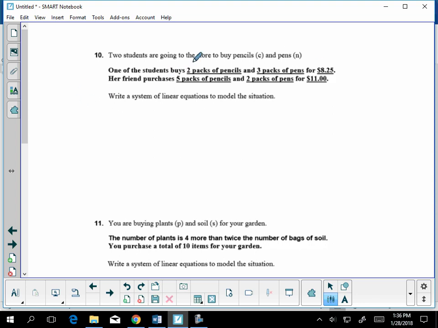One of the students buys 2 packs of pencils and 3 packs of pens for $8.25. Well, that's easy. The number of packs of pencils, which is C, so 2C, plus 3 times the number of pens, 3P, for $8.25.